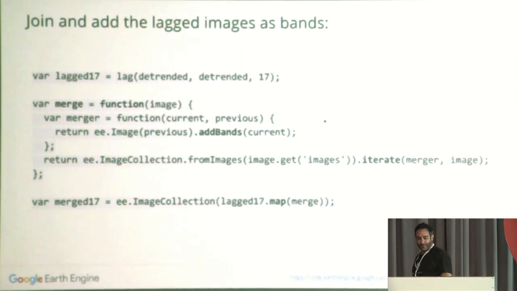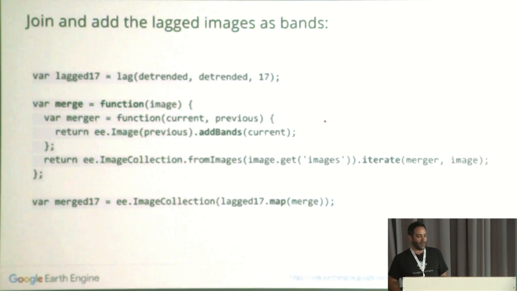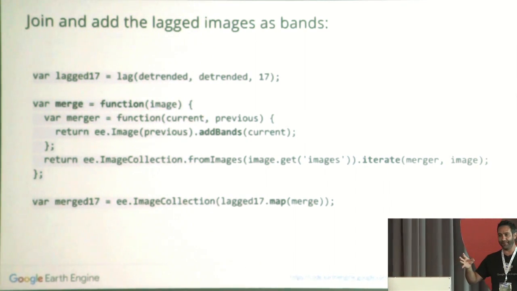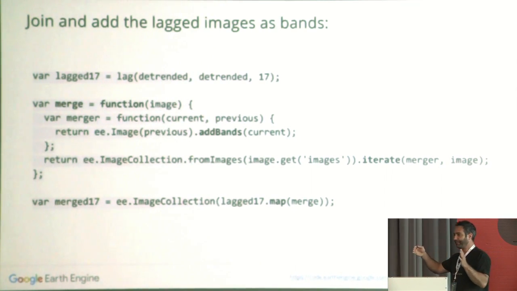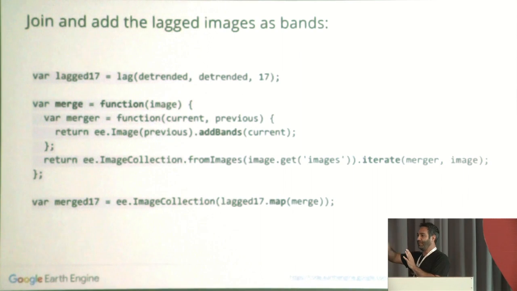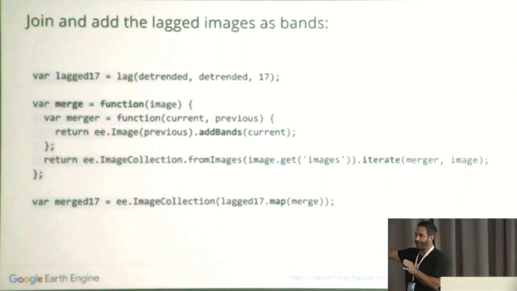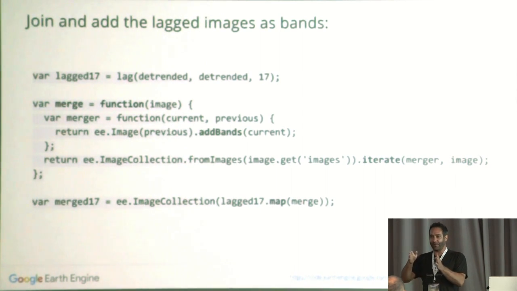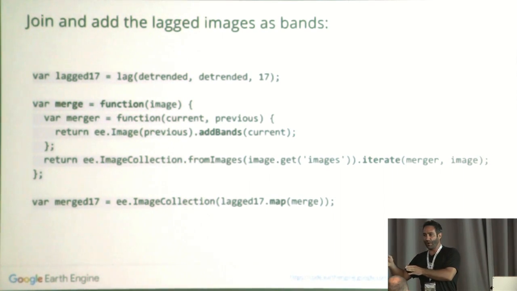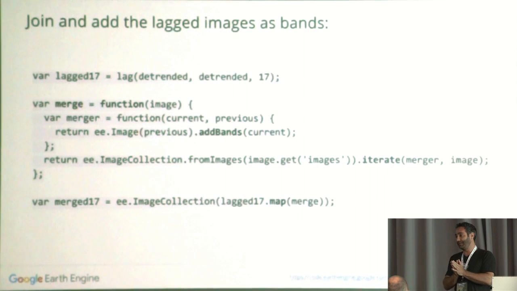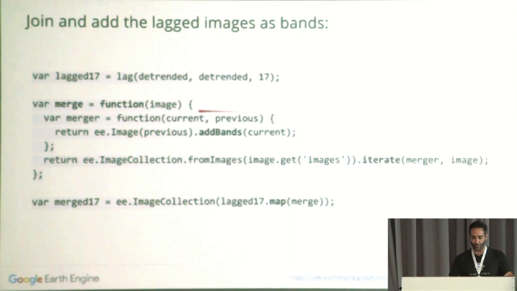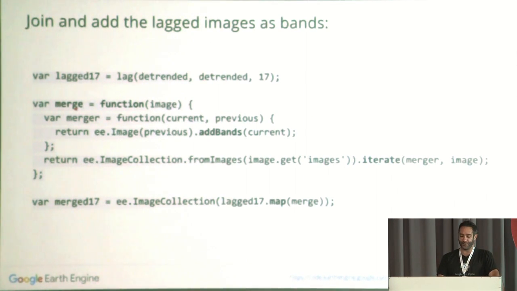So once that join is done, for each image in the collection, it stores a property called images, which stores the t-1th image. We don't want an image with a property that stores another image. We want an image with two bands, the t band and the t-L band. And so that's what this function called merge does.